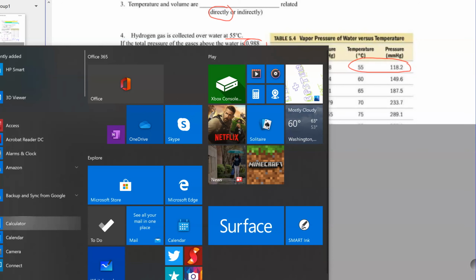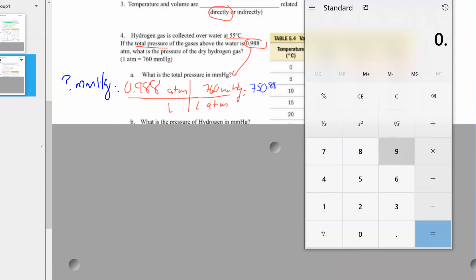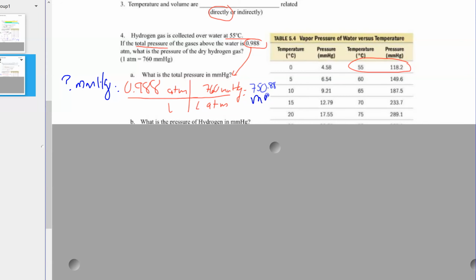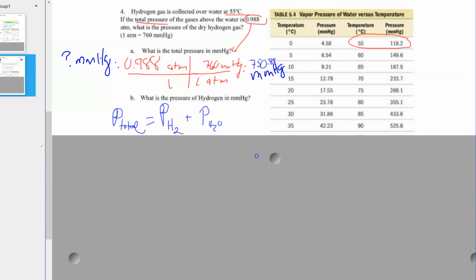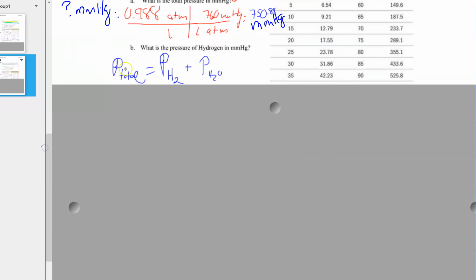Take out your calculator, and we're going to take 0.988 times 760. If you want to, you can divide by 1 so you feel better, but it's the same thing. We get 750.88, and that unit is millimeters of mercury. I'm not going to round this for sig figs because I need that number to be used later. If you did want to use it, since I'm actually multiplying, we would have to go to 3 sig figs, to 751, but we don't want to do that yet because we'll lose some of the precision for the adding and subtracting.